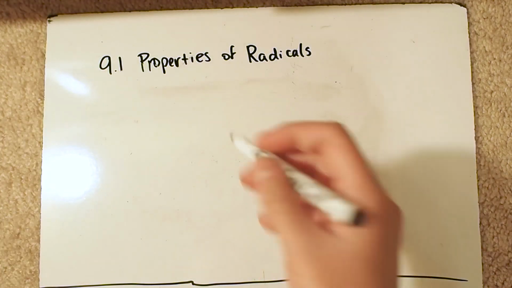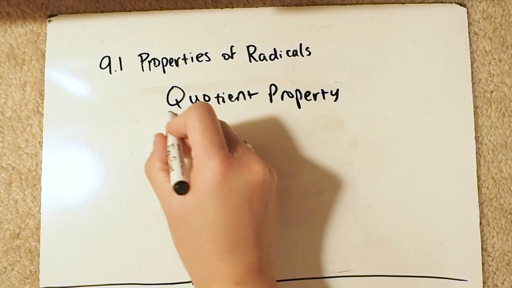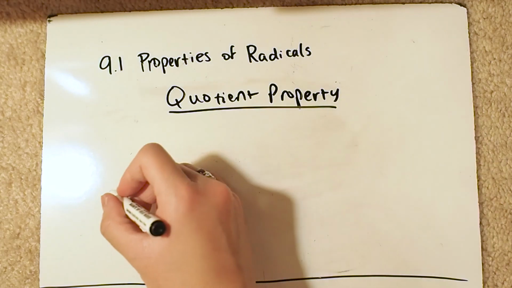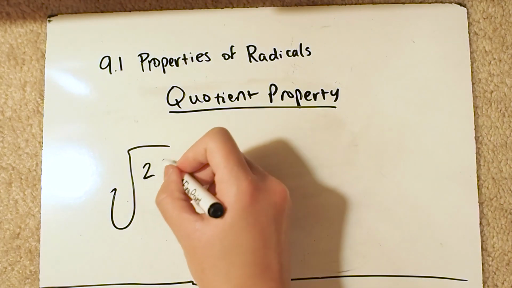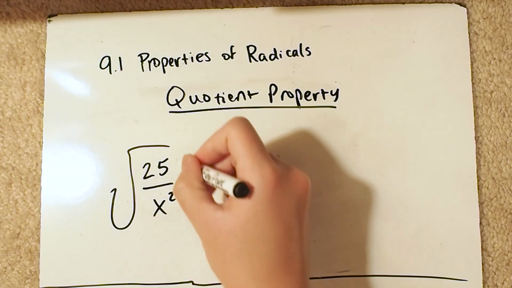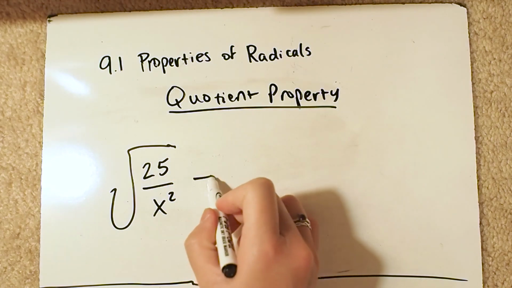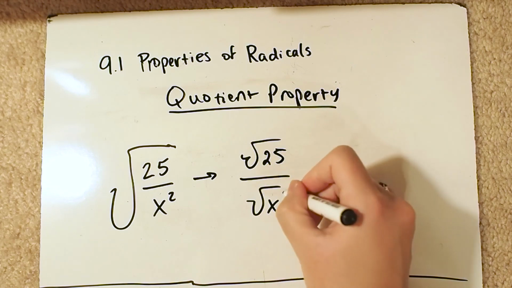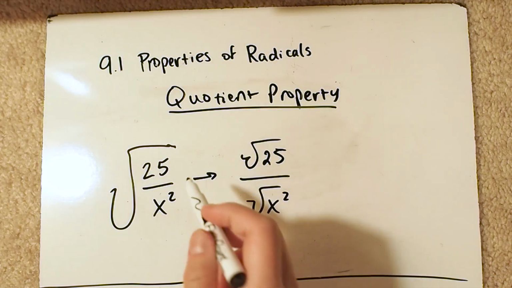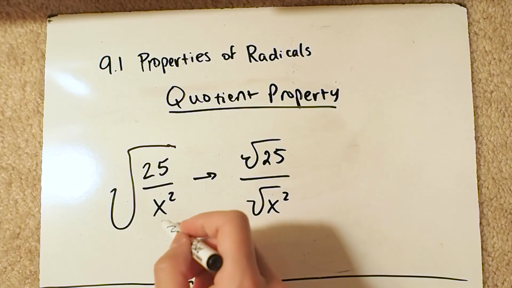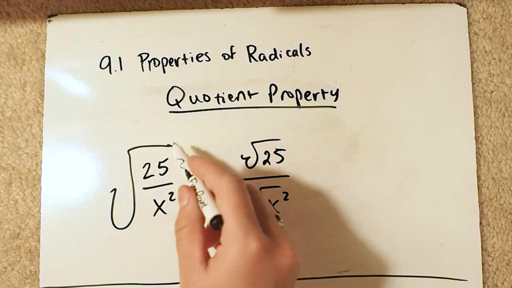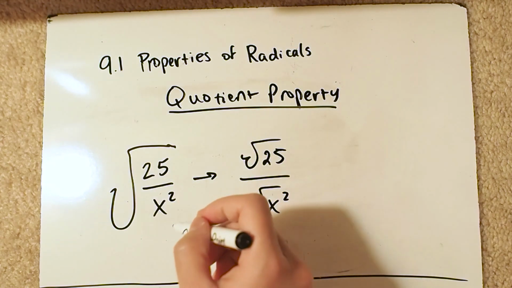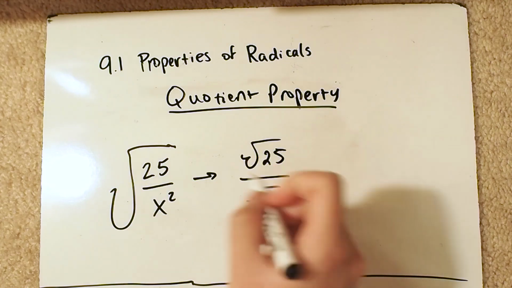In the same way we have the quotient property of radicals. The quotient property is really similar. So if I have, for example, the square root of 25 over x squared, that can be simplified to the square root of 25 over the square root of x squared. When we look at it, we can see 25 is being divided by x squared on the inside of this big radical. So we can simplify the inside before we do anything with the radical itself.